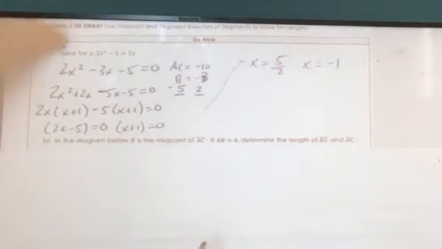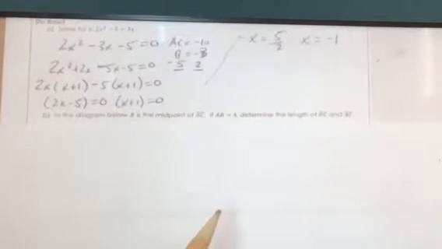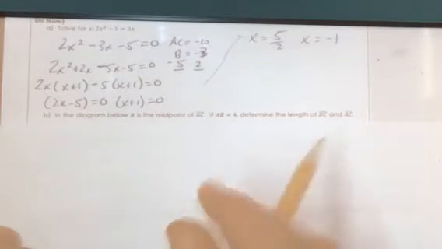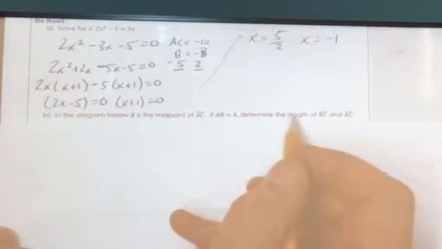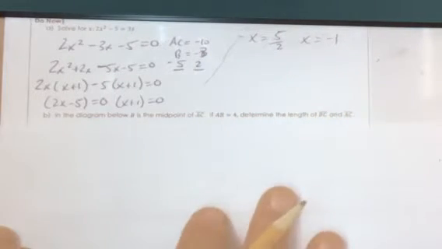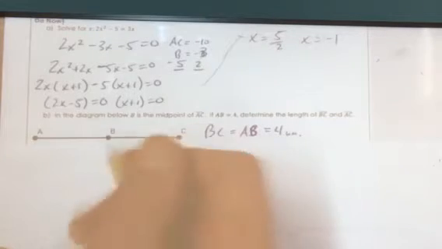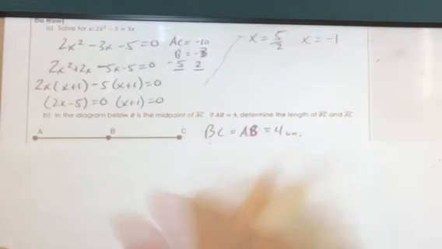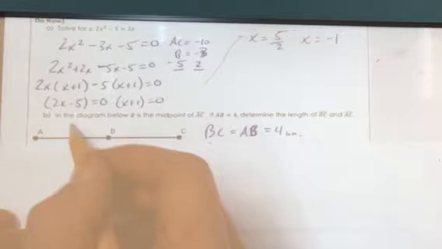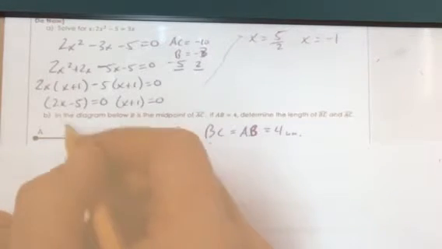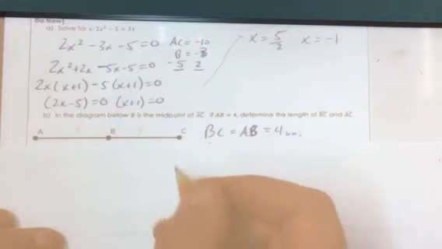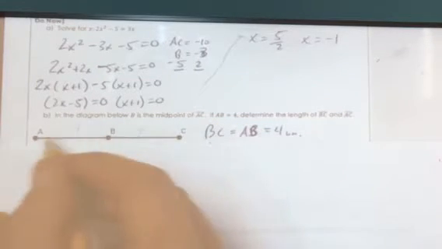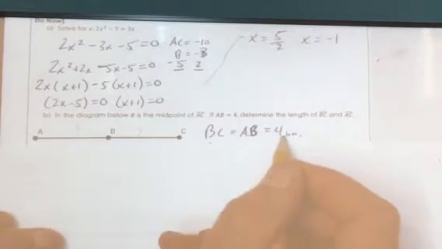Okay. In the diagram below, B is the midpoint of AC. If AB equals 4, determine the length of BC and AC. B is the midpoint. AB equals 4. And we know that with a midpoint, we have two equal segments. So then BC is the same as AB, and that's also 4 units.